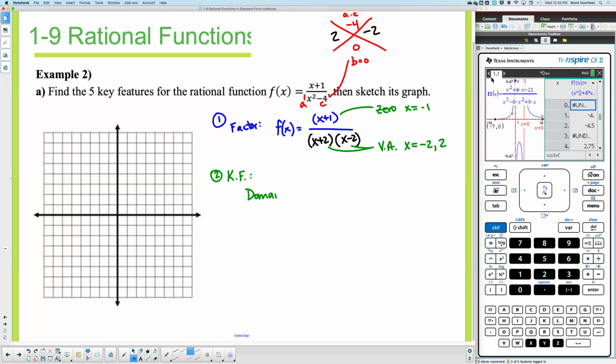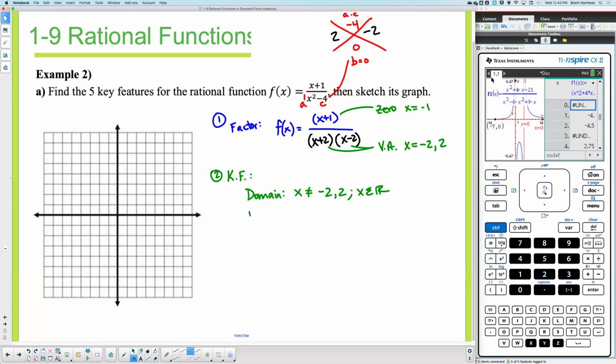First, domain. Domain are any values of X that were ever on the denominator, whether they cancel or not does not matter. Any values of X are what we cannot equal, because you cannot divide by 0. So what can I not divide by in this problem? -2 and +2. What could I divide by? Everything else. So X is an element of the reals, such that X does not equal -2 or 2. That means I can divide by any number except for -2 and 2. On my table, that's where I'm going to be undefined in a moment.